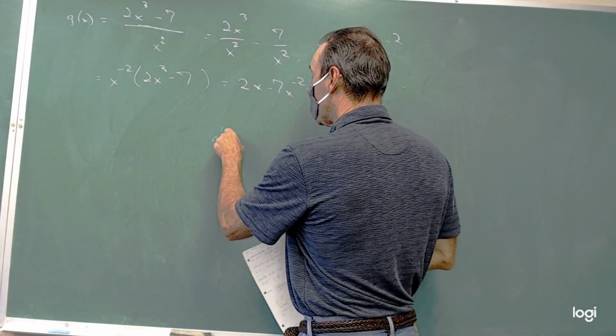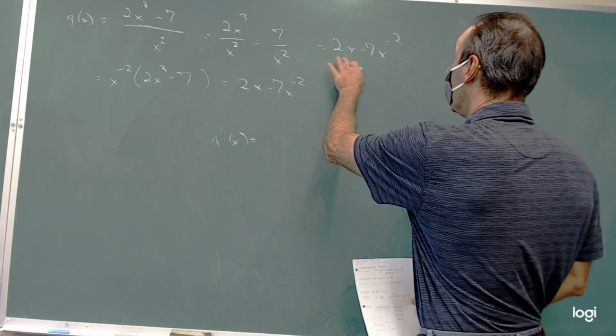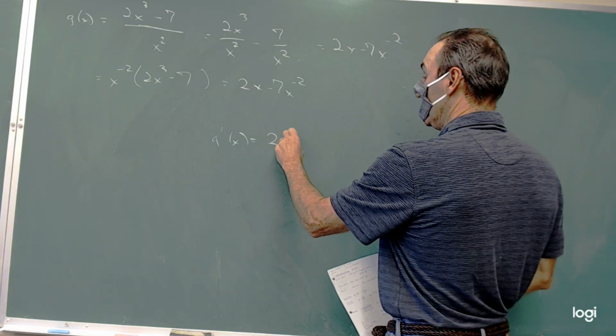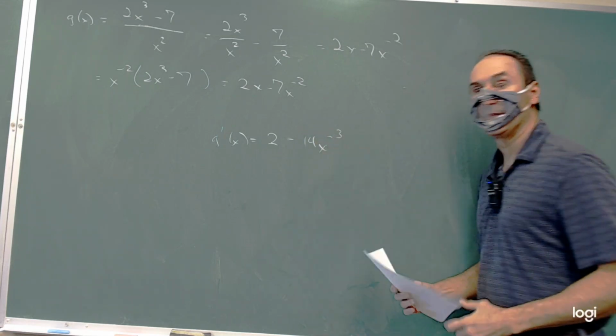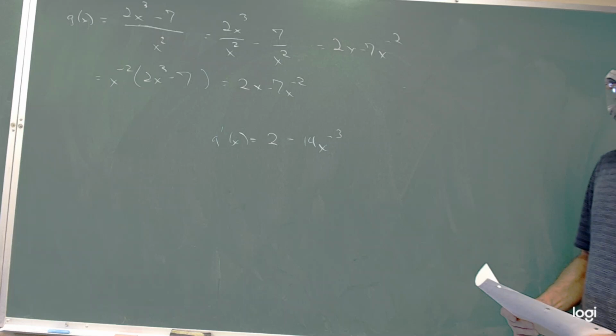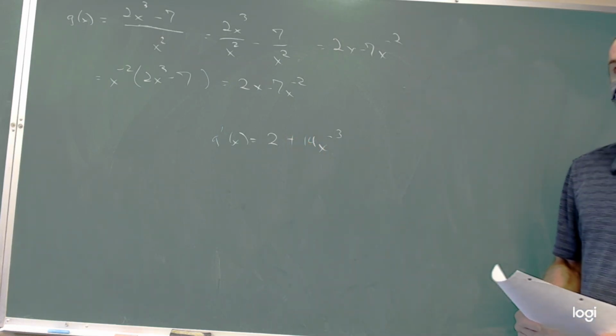Good, so g prime of x, then, that derivative is going to be 2 minus 14x. Plus 14 sounds even better. Okay, is that all right?